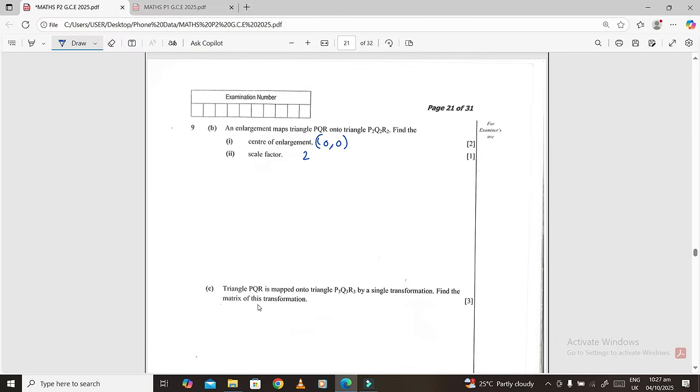So here they are saying triangle PQR is mapped onto triangle P3Q3R3 by a single transformation. Find the matrix.